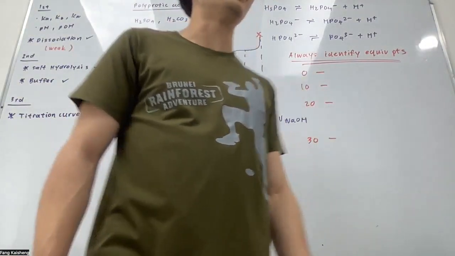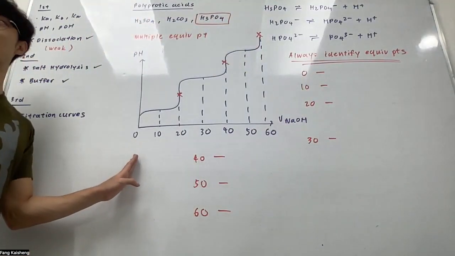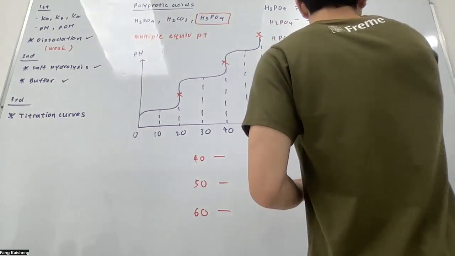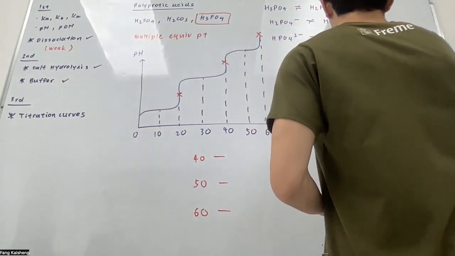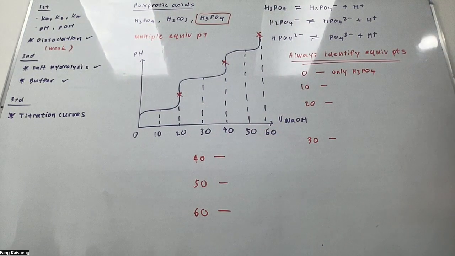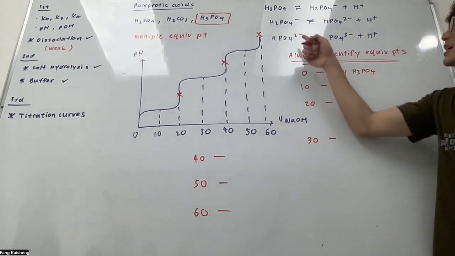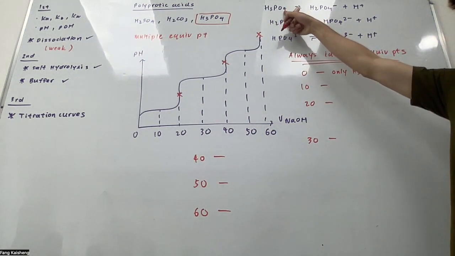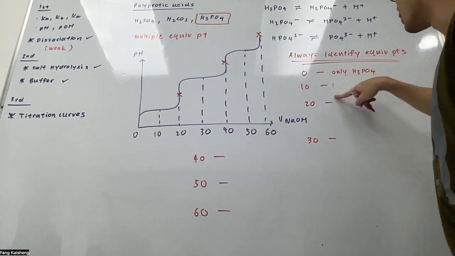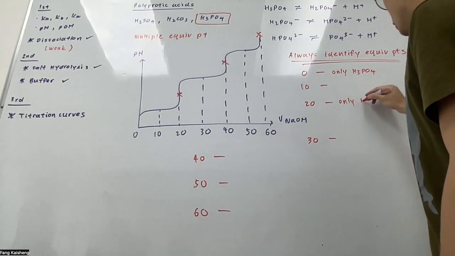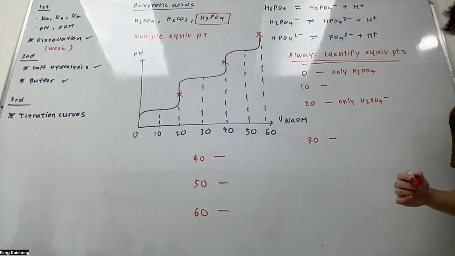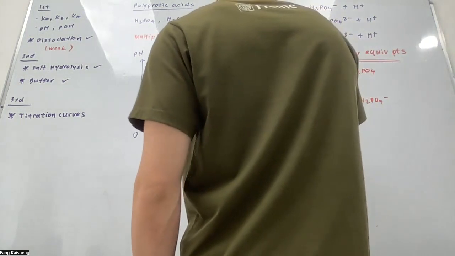Okay, some of you are a little bit stuck. Let's go over this first. Guys, at 0 cm cube, what are the species present? It only has H3PO4, nothing else. Then we go to the first equivalence. At the first equivalence, you must completely turn this into H2PO4 minus, the first conjugate base. So put this under 20 cm cube: only H2PO4 minus. How about the second equivalence at 40? It will be HPO4 2 minus.